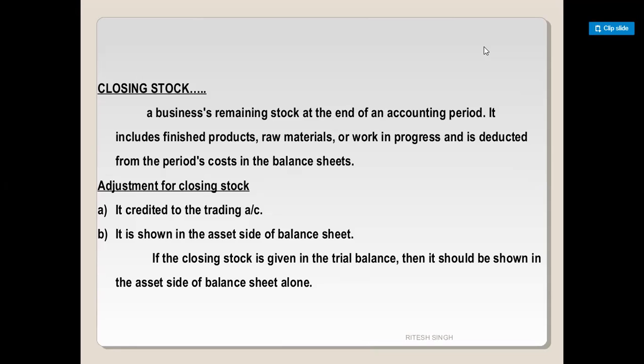Adjustment of closing stock is to be prepared as under. It is to be credited to the trading account and it is shown on the asset side of the balance sheet. If the closing stock is given in the trial balance, then it should be shown only on the asset side of the balance sheet. It means that the purchases have already been adjusted for the closing stock.